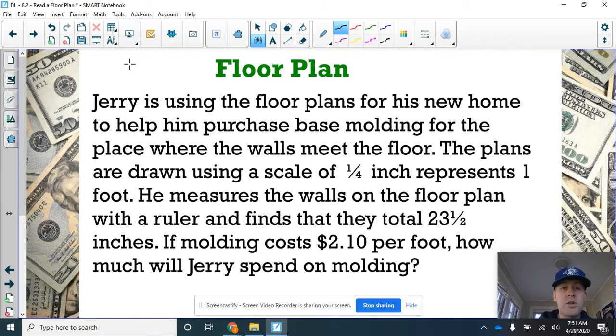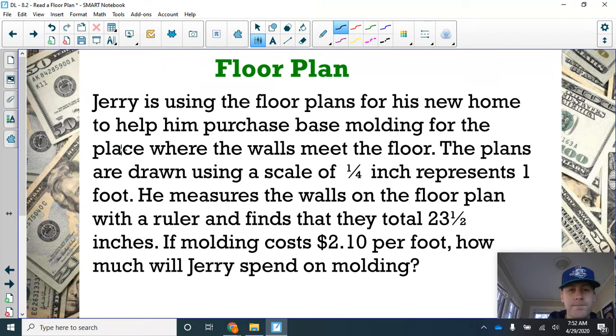Here, Jerry is using the floor plans for his new home to help him purchase base molding for the place where the walls meet the floor. The plans are drawn using a scale of 1/4 inch represents 1 foot. He measures the walls on the floor plan with a ruler and finds that they total 23.5 inches. If molding costs $2.10 per foot, how much will Jerry spend on molding?